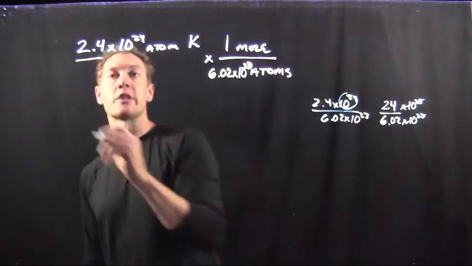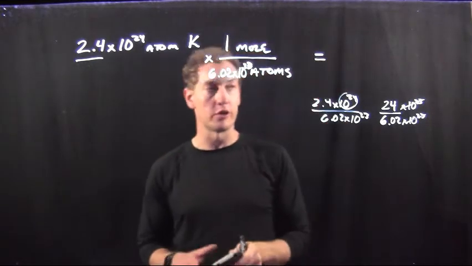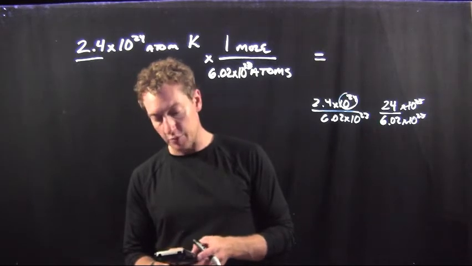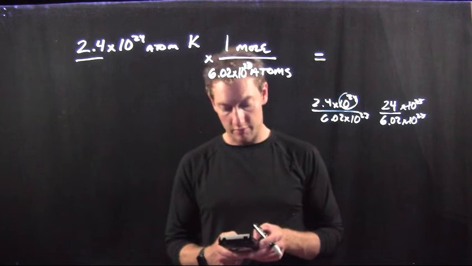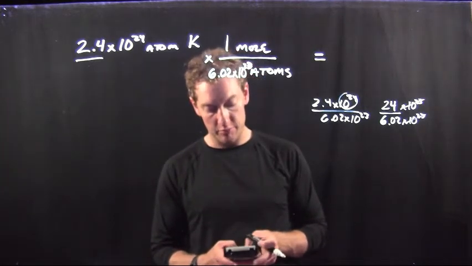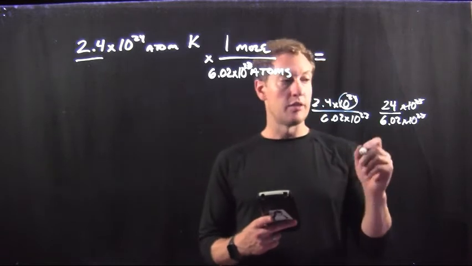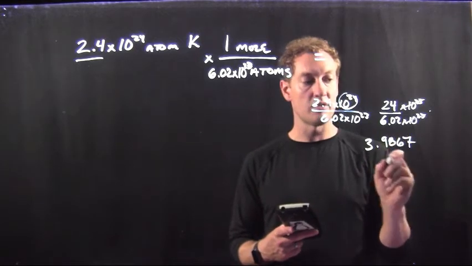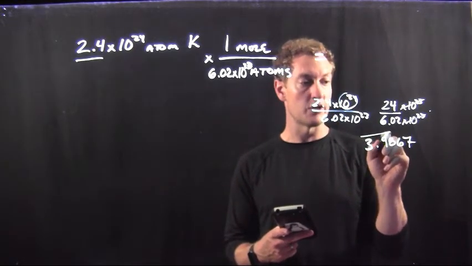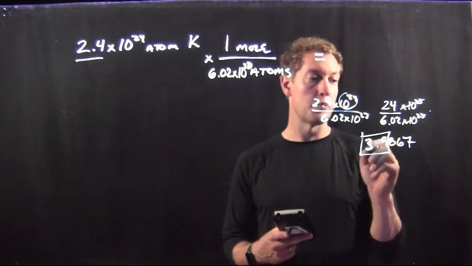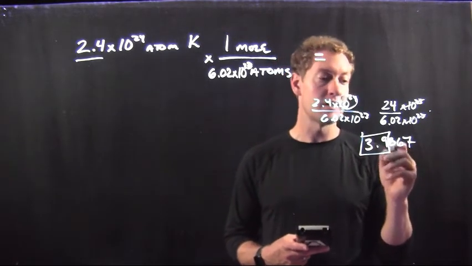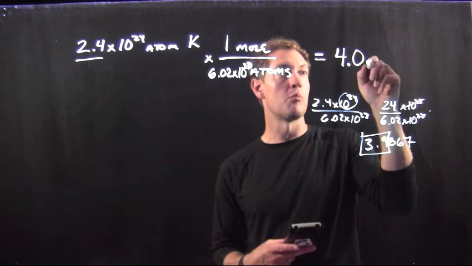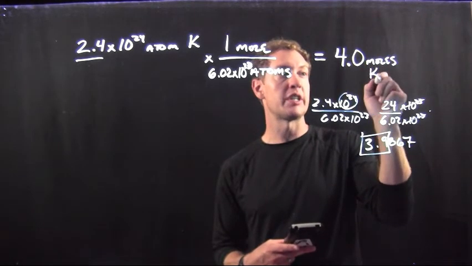I started with 2 significant figures. My answer will be reported to 2 significant figures. 24 divided by 6.02. Typed it in as multiplied by. I get 3.9867. To round that to 2 significant figures, I want to chop it at 3.9. The next digit is an 8. That would round the 9 up. We end up with 4.0 moles of potassium.